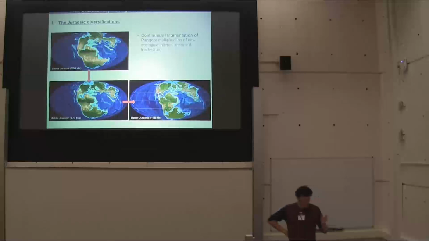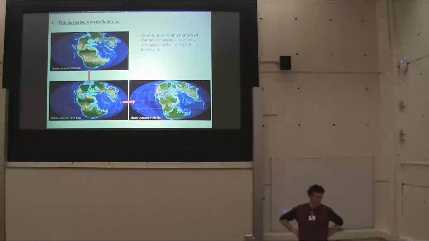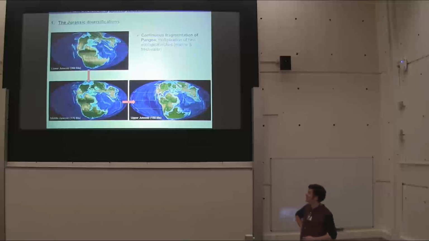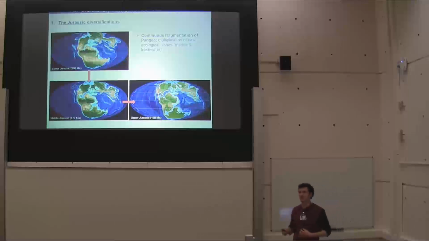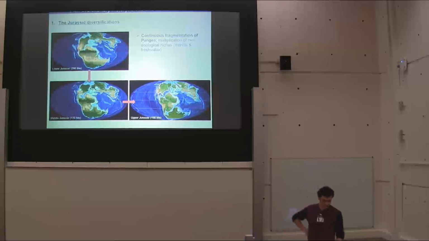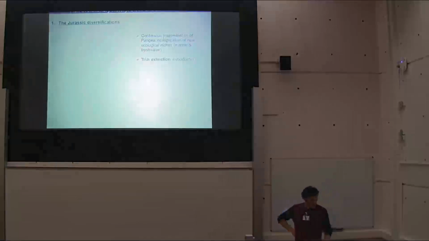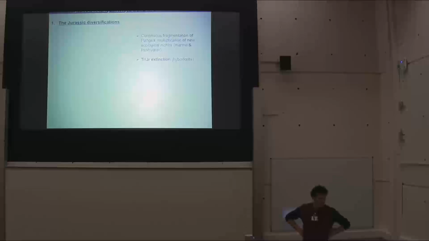So if we want to try to think about what may have favored those diversifications, we must look at what's going on in the Jurassic. Well, we've got continuous fragmentation of Pangea, which creates continuously new ecological niches, both in the marine and freshwater realms. And for the early Jurassic diversification of Elasmobranchii, this follows the Triassic-Jurassic extinction that mainly hits hybodonts and other marine vertebrate groups.